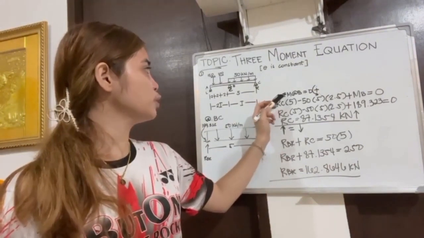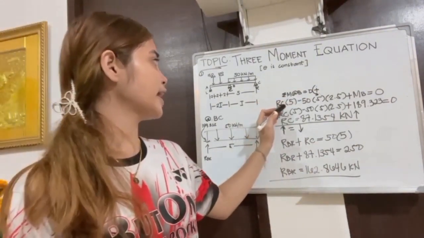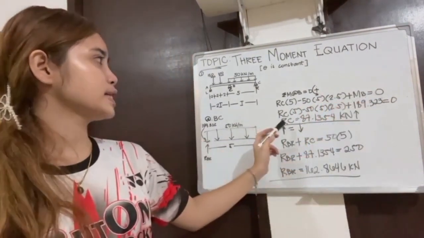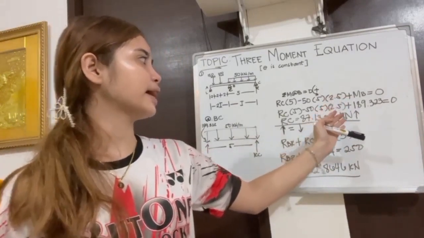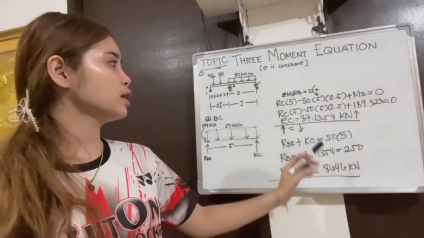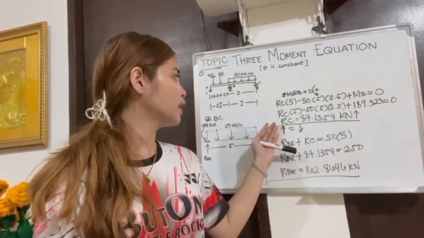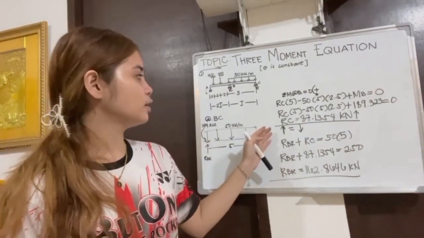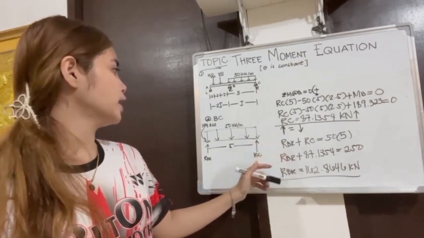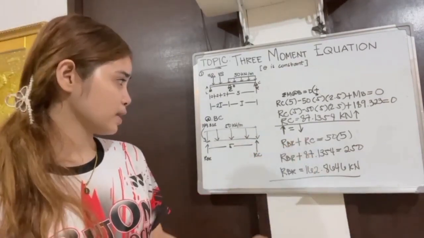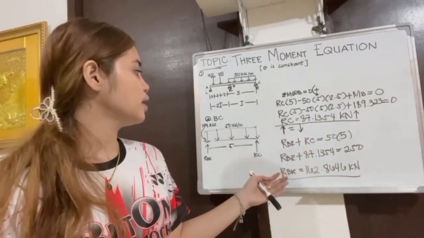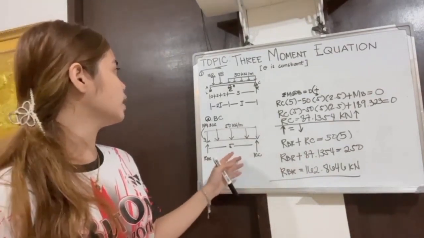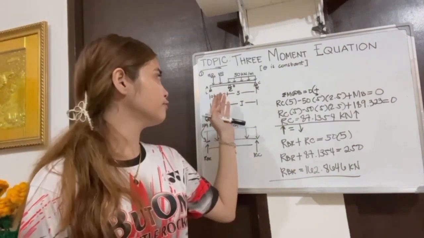So, summation of moment at B equals to 0. RC times 5 minus 50 times 5 times 2.5 plus MB equals to 0. So, since naa naman kay value sa imong MB which is 189.323, so imo ra siyang i-substitute, mo nang nakakuha ka og value nga 87.1354 kilonewton. So, forces vertical, so naa naman kay RBR plus RC equals to 50 times 5. Since naa naman kay value sa imong RC, imo lang gyapon i-substitute, mao nang naka-come up ka og answer nga 162.8646 kilonewton.